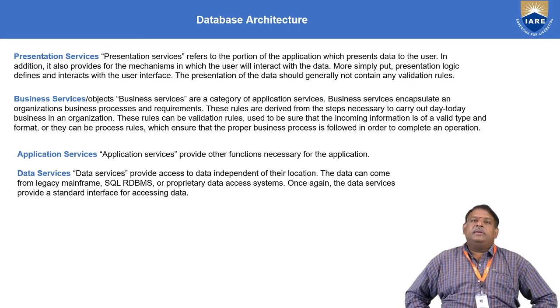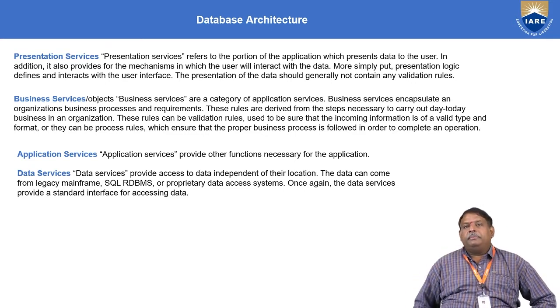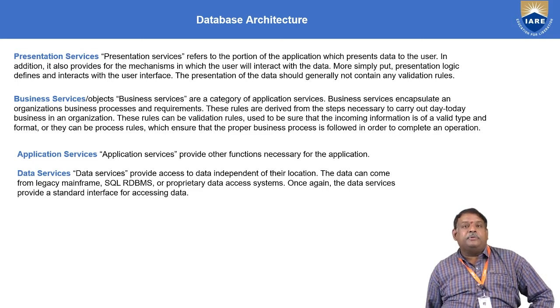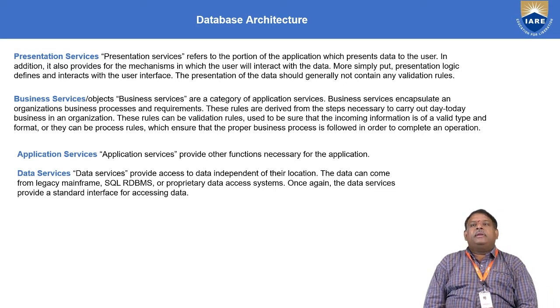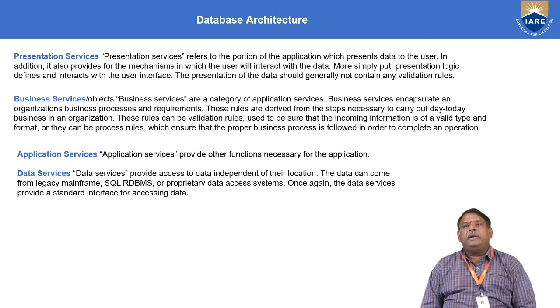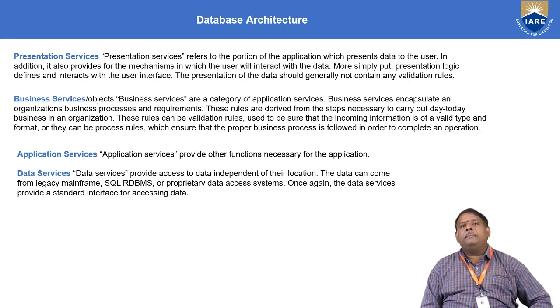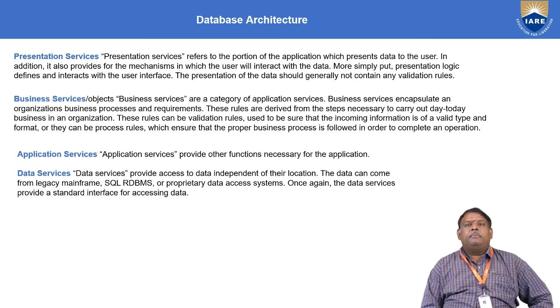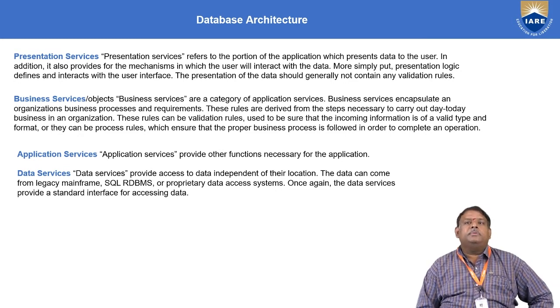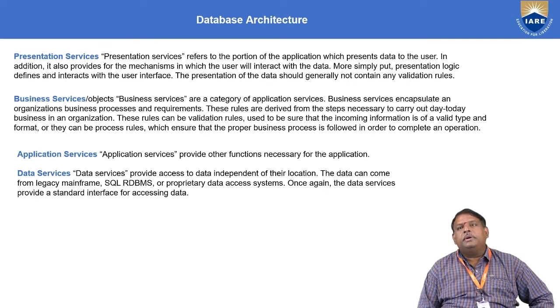Next, let us see what the business service is. Business services are a category of application services. The business services encapsulate an organization's business processes and deployments. These rules can be derived from the steps necessary to carry out day-to-day business in an organization. These rules can be validation rules used to be sure that the incoming information is of valid type and format, and they can be process rules which ensure that the proper business process is followed in order to complete the operation. So business services are business rules.